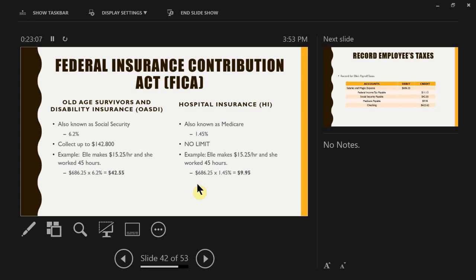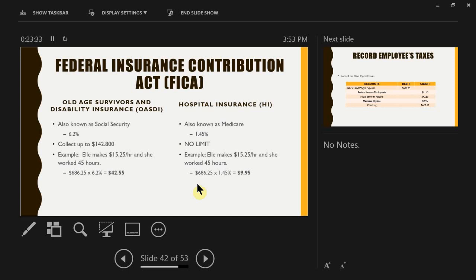So once again, it's a very small percentage, but I mean, it's better than nothing, right? There is no limit to how much you can put into it. And what we're going to take a look at here in the example as well is that when you calculate your Medicare, it is going to be based off of the total gross earnings.